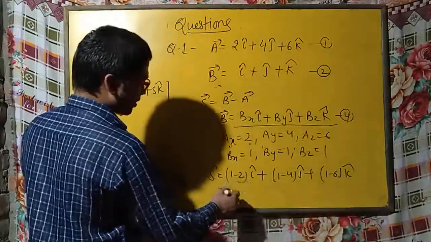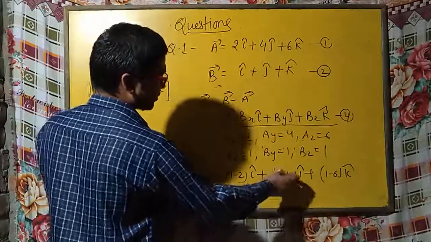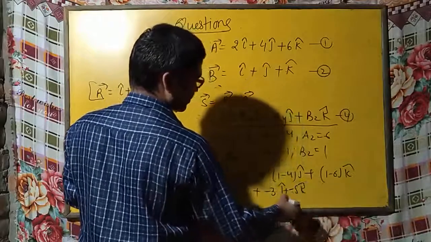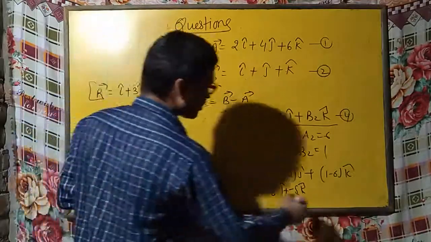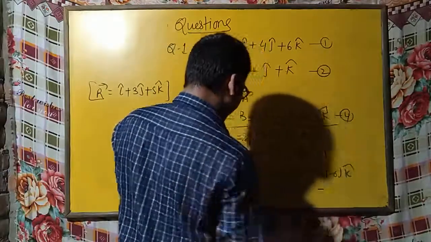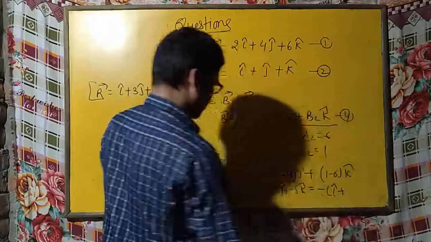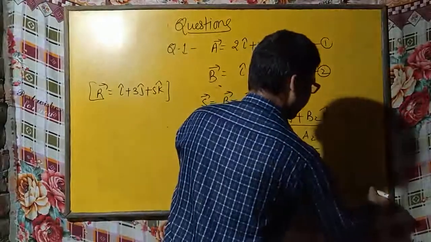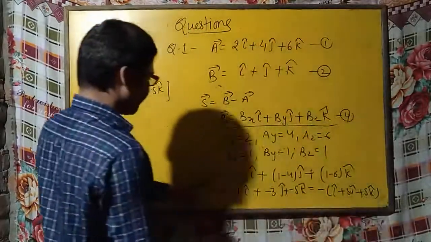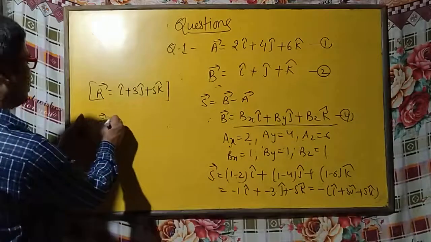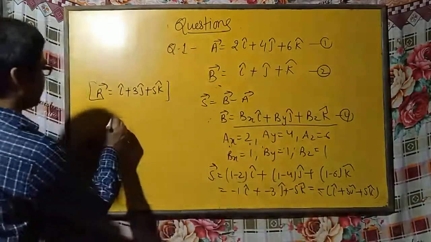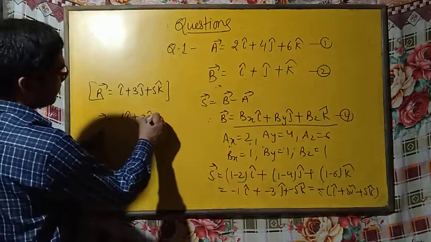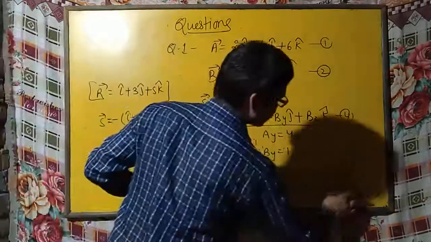So after subtraction you will get minus 1 i plus minus 3j and minus 5k. The final answer, after taking minus as common, is minus, then in bracket i plus 3j plus 5k. So this is the result of s, that is, you can write here s is equal to minus, then in bracket i plus 3j plus 5k.